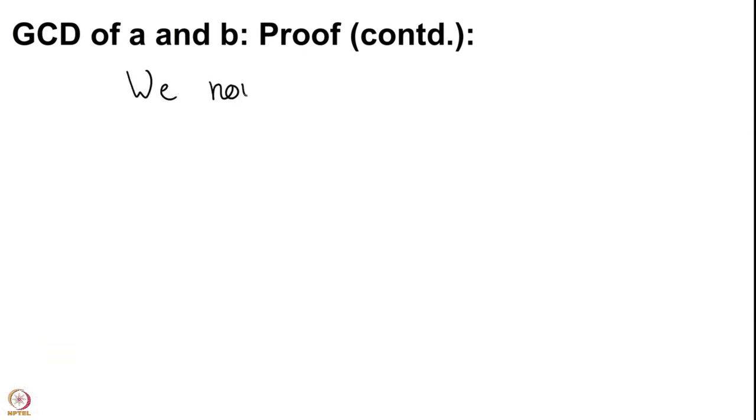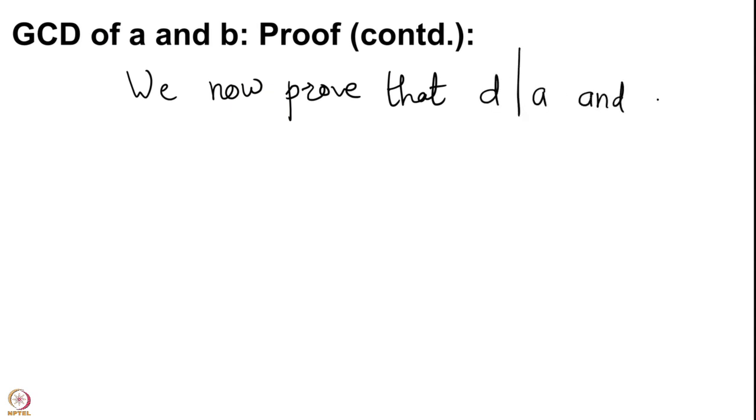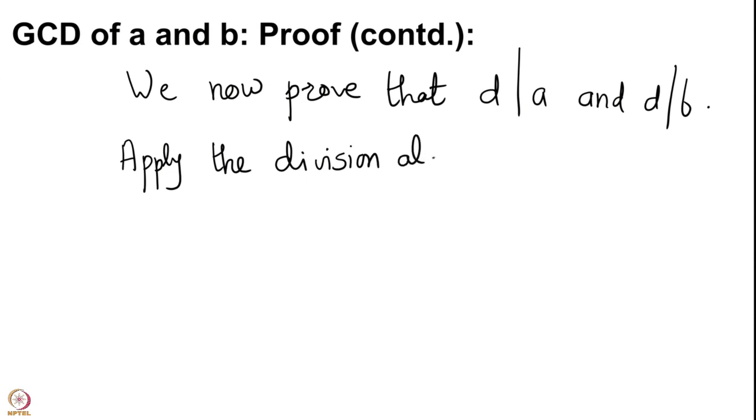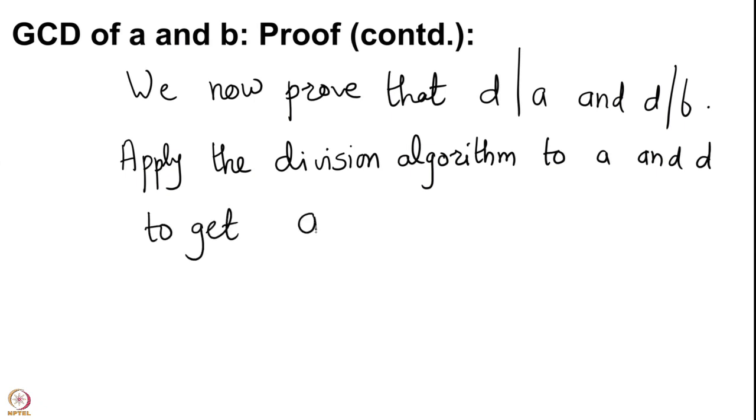We now prove that D divides A and D divides B. How do we do it? We start by applying the division algorithm to A and D. What will it give? The division algorithm will tell you that you can divide A by D to get A equal to DQ plus R with 0 less than or equal to R less than D. This is our quotient and remainder. So we get this R.